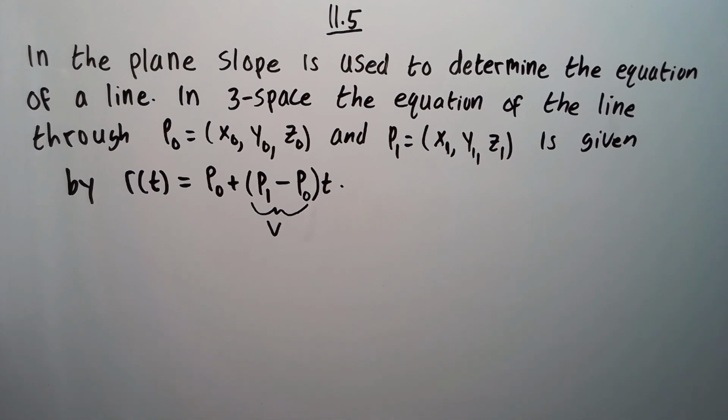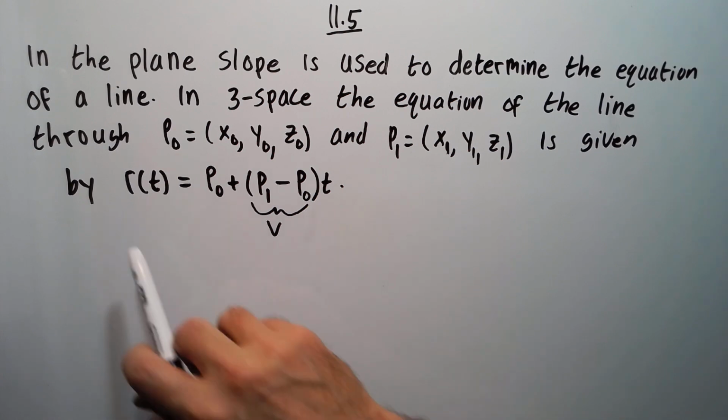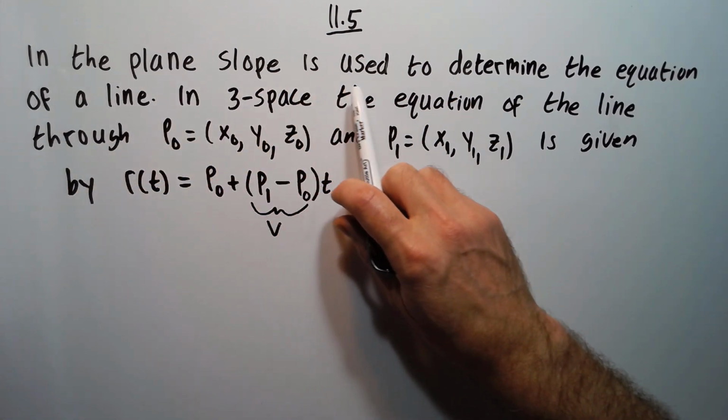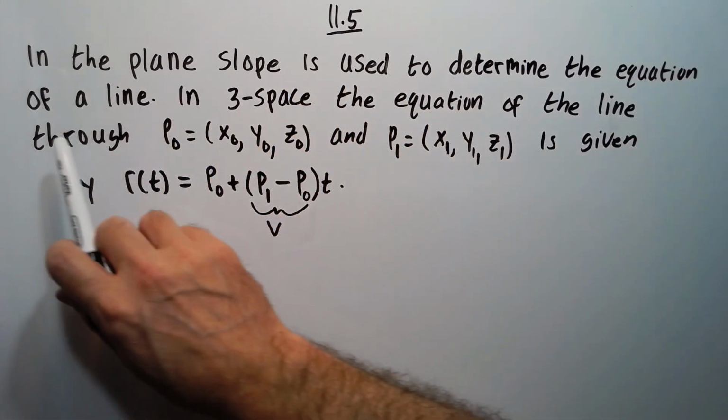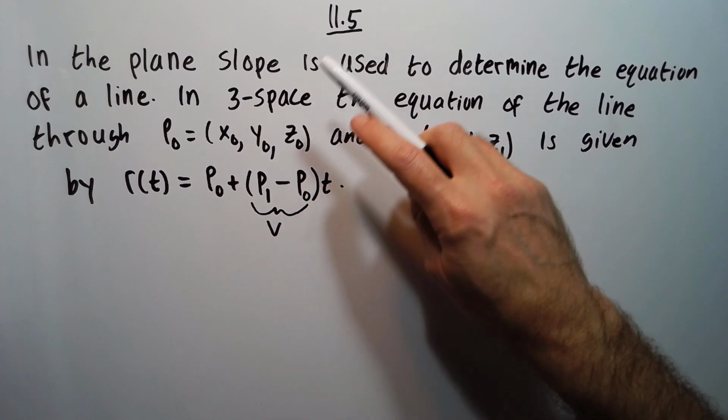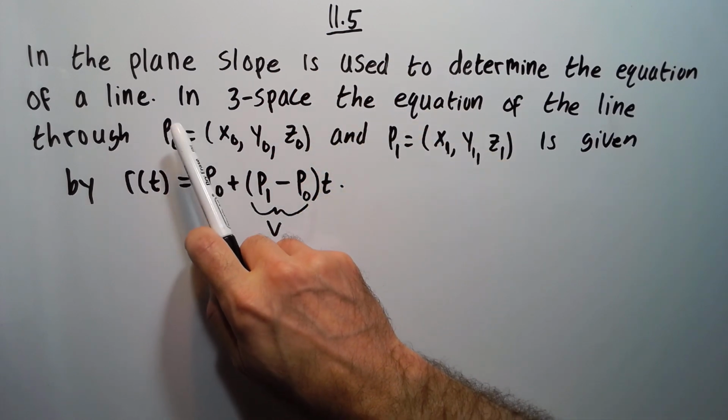Okay, this is 11.5, which is going to be about equations of lines in 3-space and equations of planes in 3-space. So in the plane, slope is used to determine the equation of a line, when you have an x and y, so in 2 dimensions.